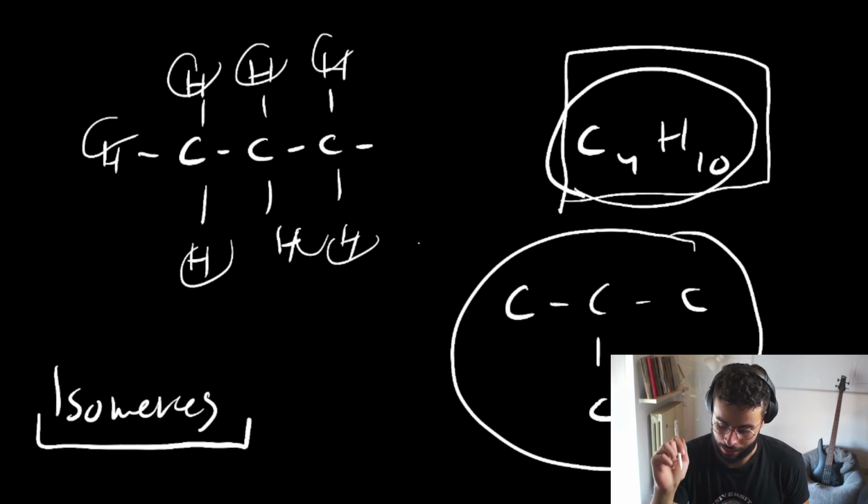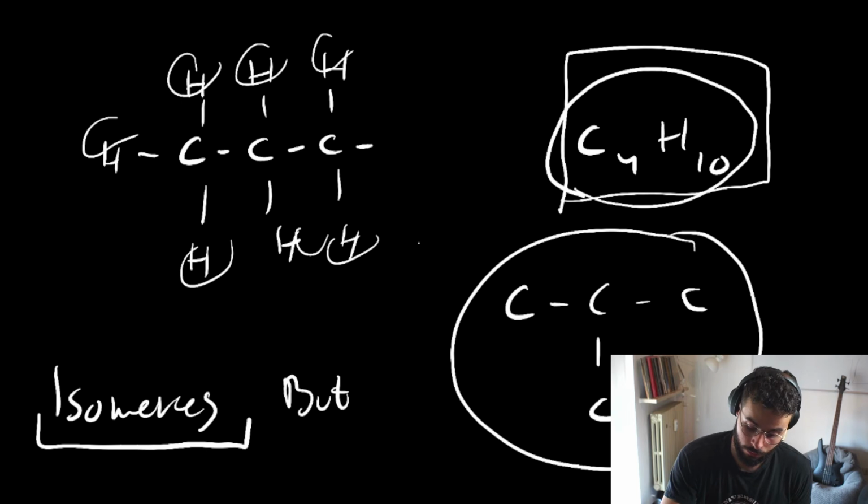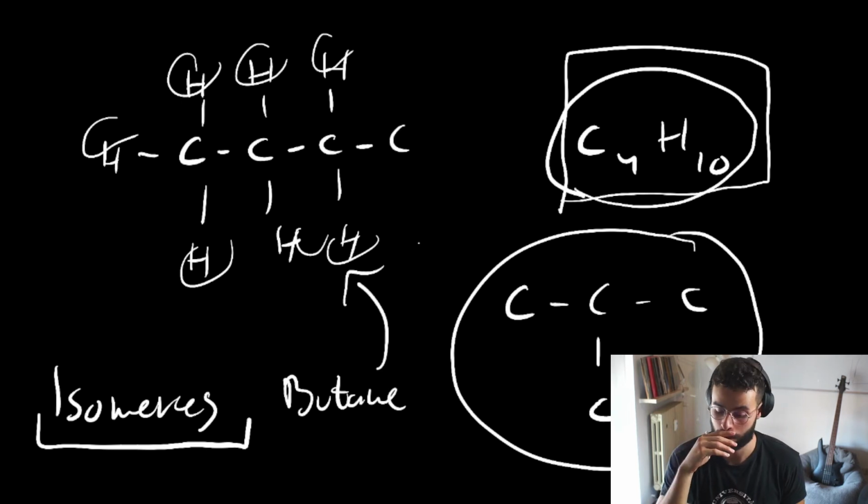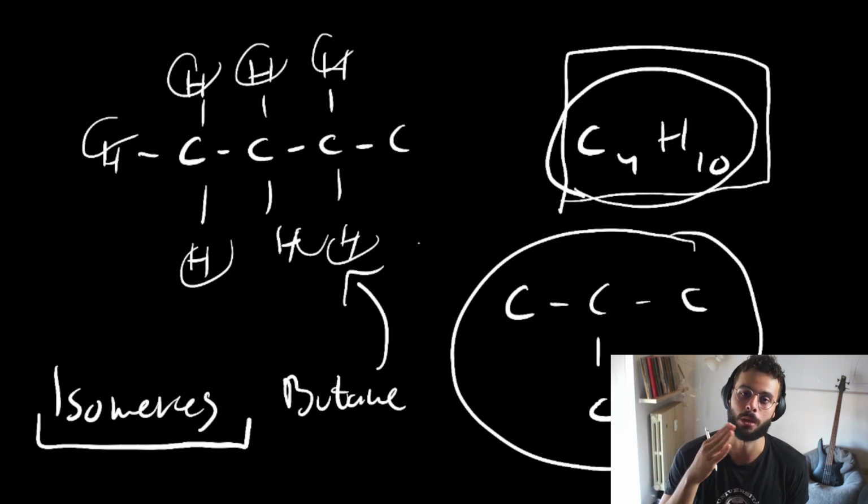But in this example, our longest carbon chain is not 4 anymore. We don't say it's butane. It's not this one with 4 carbons. So how do we name it? How do we know how to name the same formula but a different structural formula?